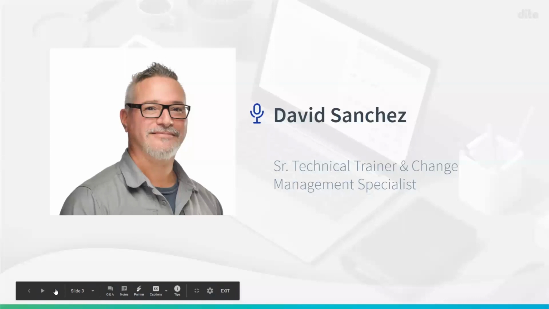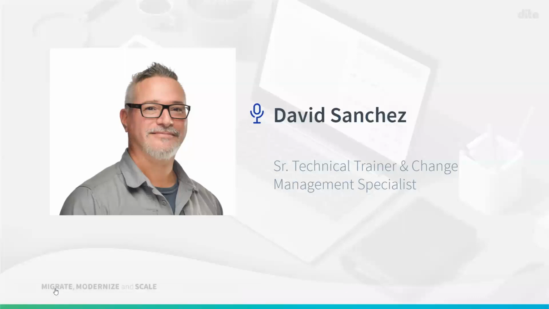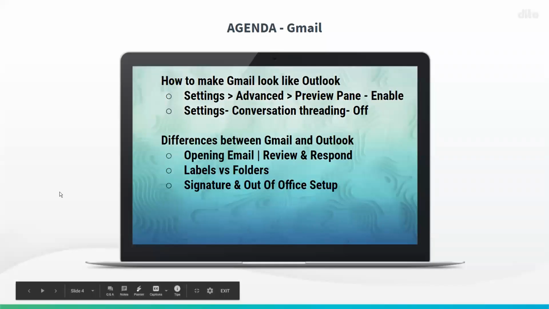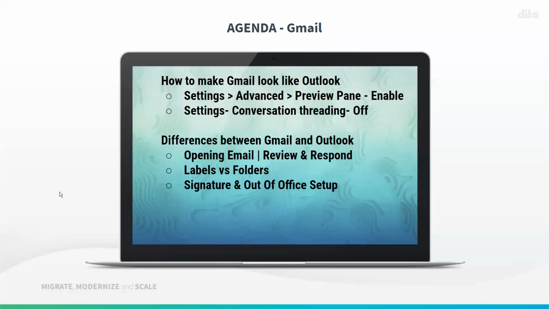My name is David Sanchez. I'm a senior technical trainer and change management specialist with Dido, which is one of Google's premier cloud partners. What we're going to walk through today, here in Gmail, since I know that you're moving from Outlook, is how to make Gmail look like Outlook, utilizing that preview pane. We can talk about conversation threading potentially here. We're also going to look at some of the other differences between Gmail and Outlook.